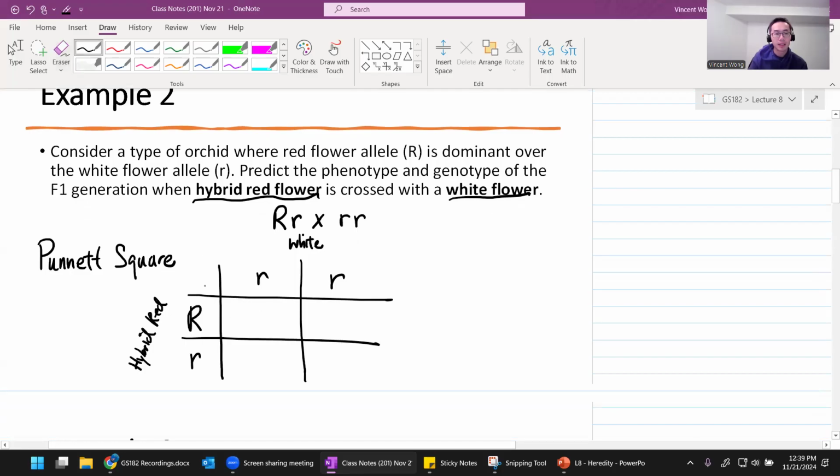Then we're gonna complete the Punnett square. You take the big R here and you pick the small r there, and you end up having big R, small r. Similarly, you're gonna have another big R, small r here, and then small r, small r at the bottom. Does anybody have any question about how to create the Punnett square and how to fill it in?